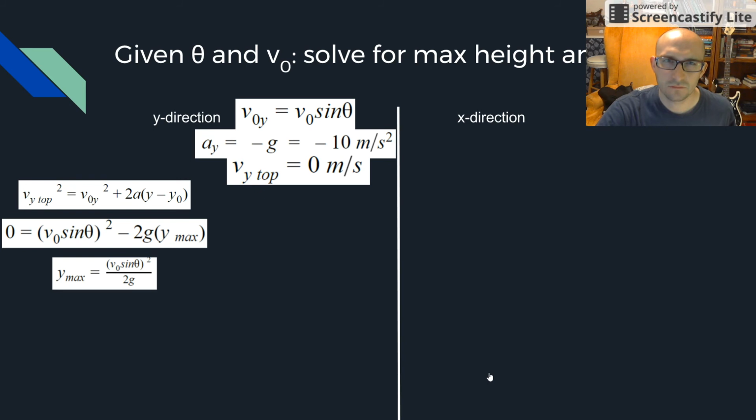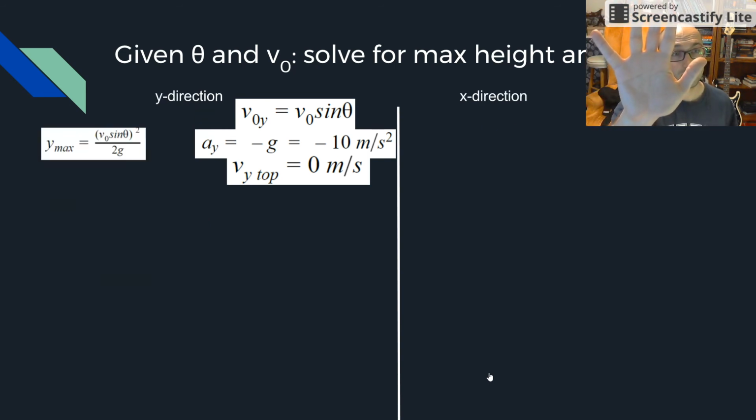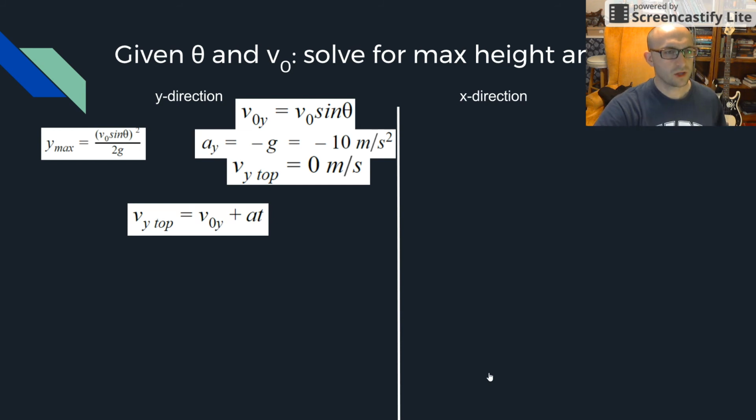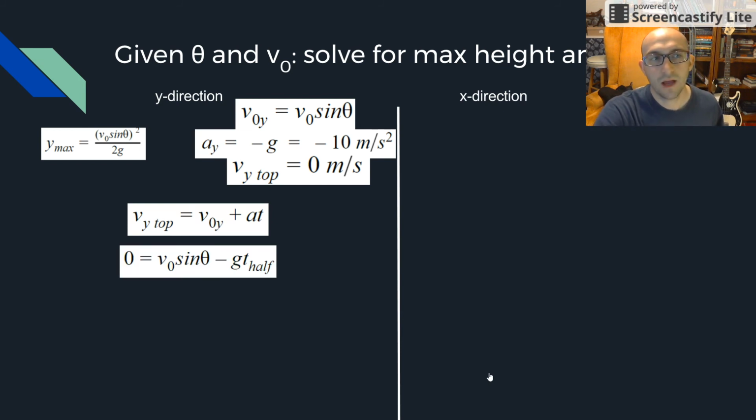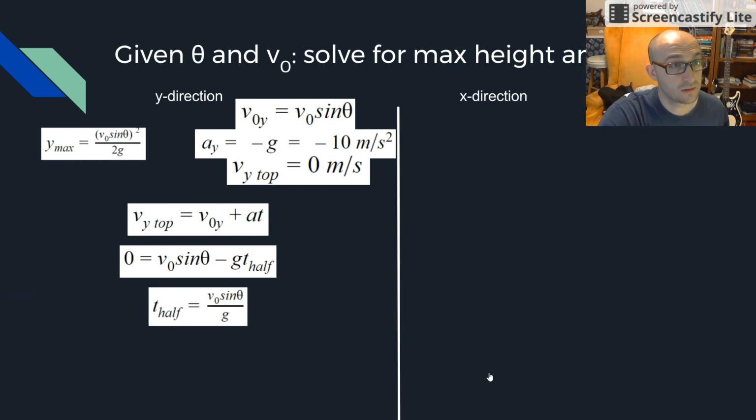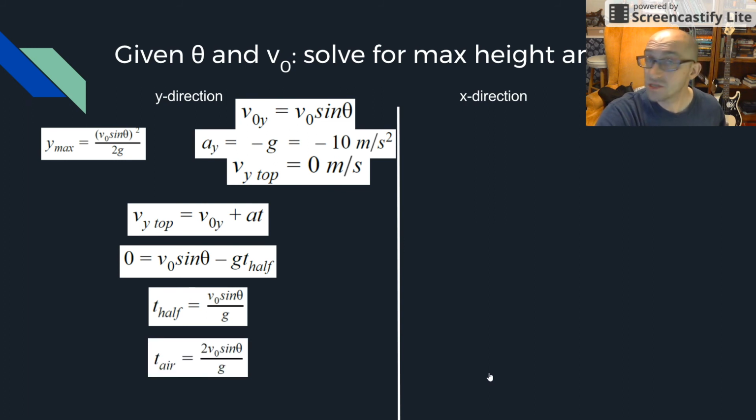There's more stuff I can solve for, because now I know velocity, acceleration, position. So now I can solve for time. So I'm going to slap that up there. Look at this, I'm going to use this easy equation. Bam! I know v top, I know v naught y, I know acceleration. I can solve for the time, which is going to be the time when the velocity is 0. In other words, at the top. In other words, halfway through my trajectory. Half time. All right, so I can solve for half time. Done. Which means I can double it to get air time, because that's the relationship between air time and half time.